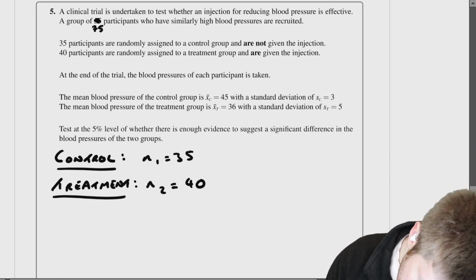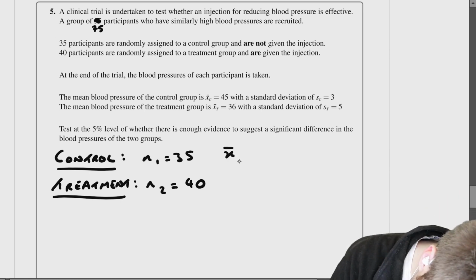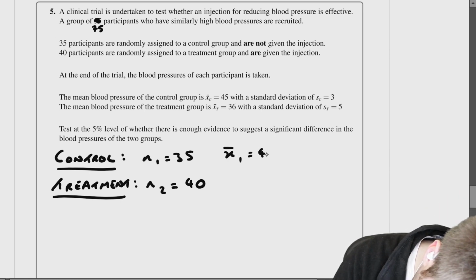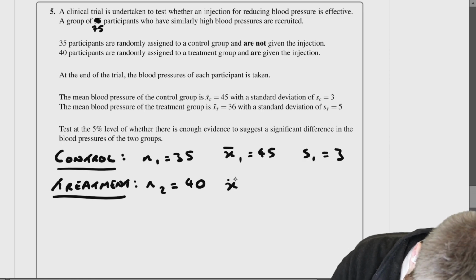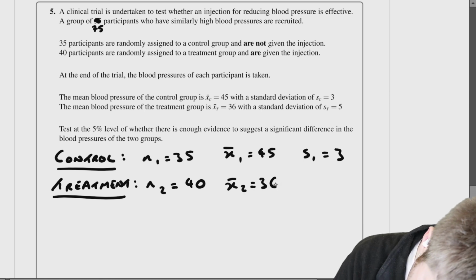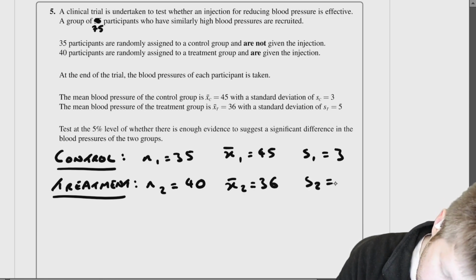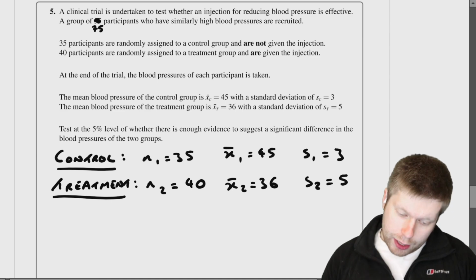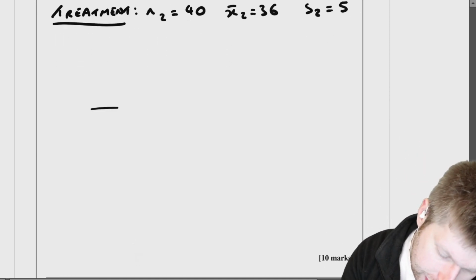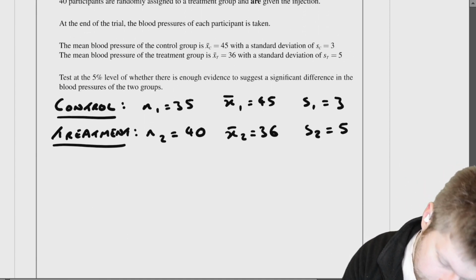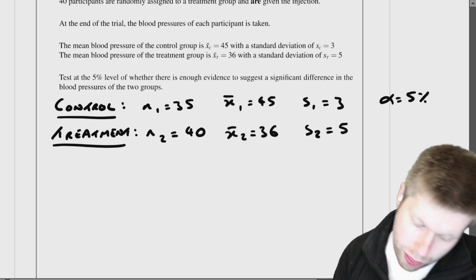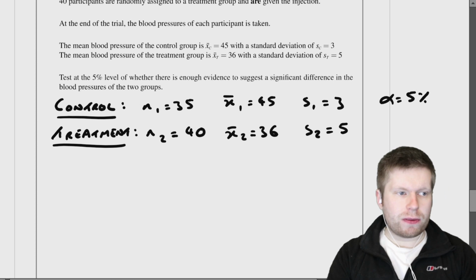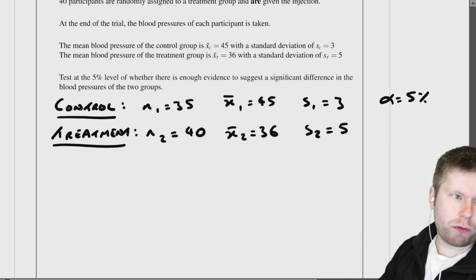Okay, we've got the mean of the control group is 45. And the standard deviation is given as 3, and the mean of the treatment group is 36, and the standard deviation is 5. Okay, cool. Now we've been told to test at the 5% level of significance. So 5%, that's our level of significance, so alpha equals 5%. Whether there is enough evidence to suggest a difference in the blood pressures of the 2 groups.